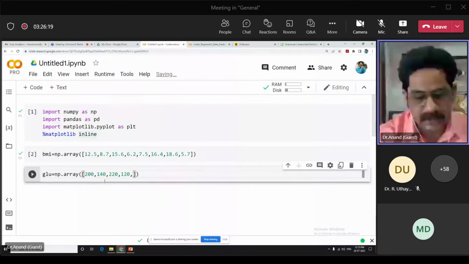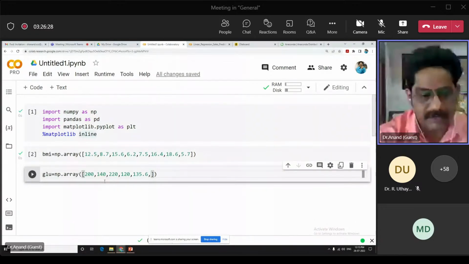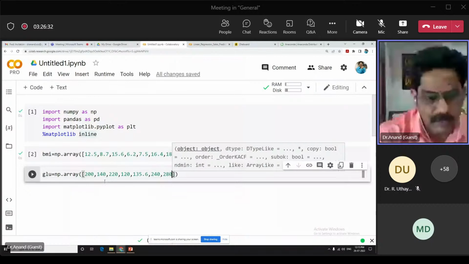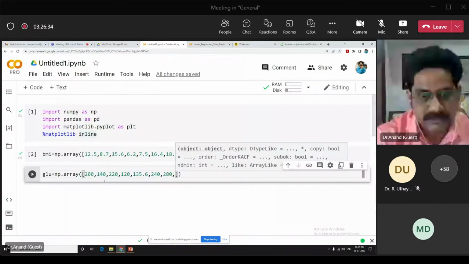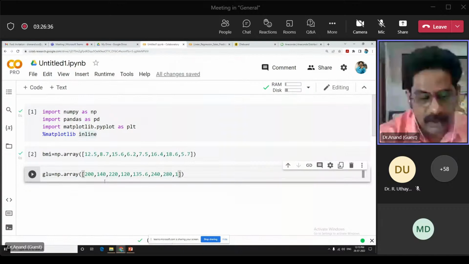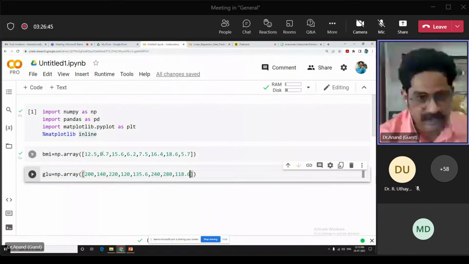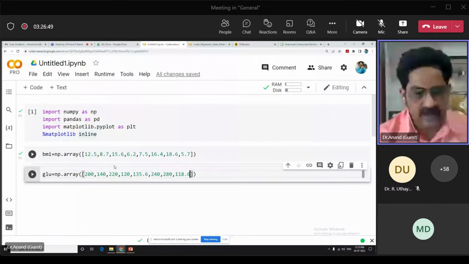For 7.5, I may have 135.6 milligrams. 16.4, a higher BMI, maybe I'll take 240 milligrams. Then 280 milligrams. And 118.6. Let me check: 1, 2, 3, 4, 5, 6, 7, 8 records. I have defined two arrays.